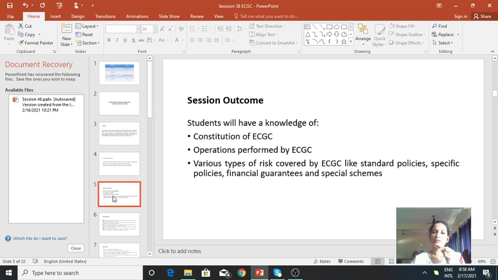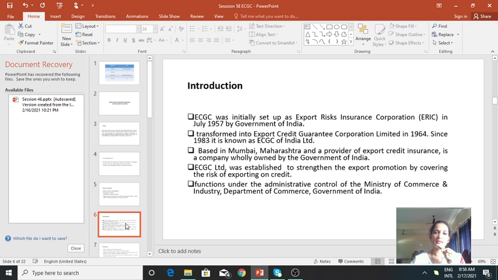Now, the session outcome will be students will come to know about the constitution of ECGC, operations performed, and various types of risks covered by ECGC. Now, introduction: it was initially set up as Export Risk Insurance Corporation, ERIC, in 1957 by Government of India. Then later it was transformed into Export Credit Guarantee Corporation Limited in 1964, and in 1983 it is known as ECGC of India Limited. It is based in Mumbai, and it is established to strengthen the export promotion.